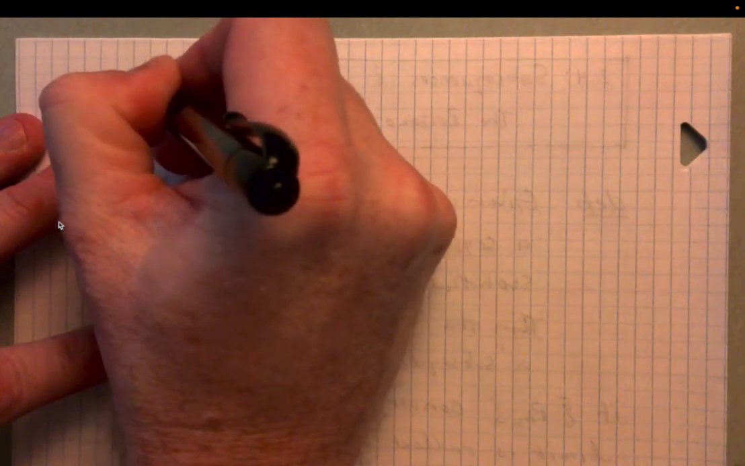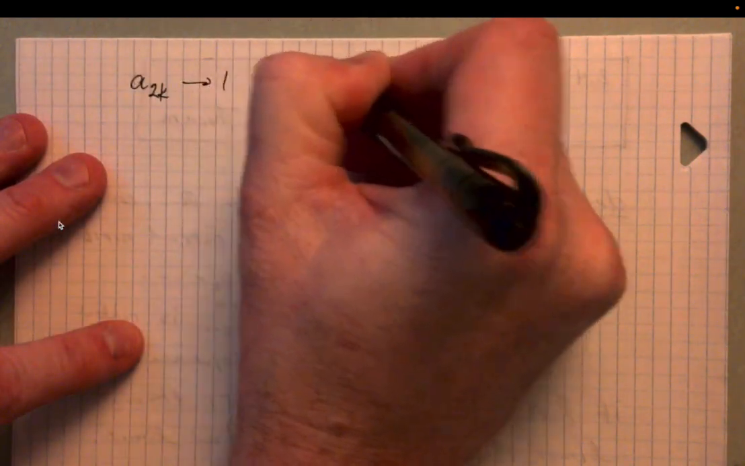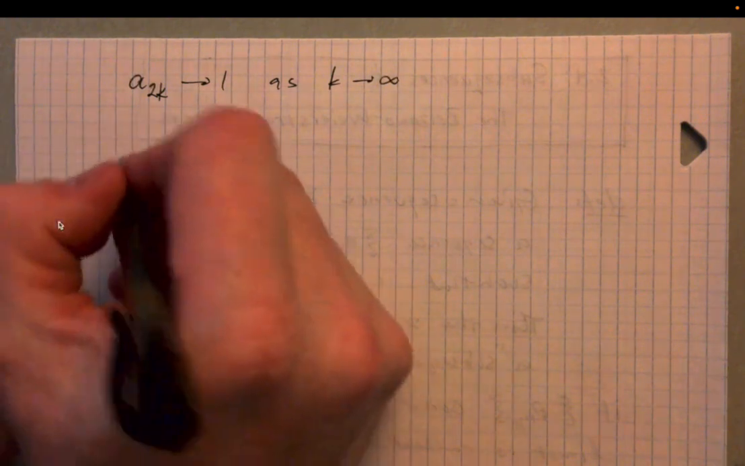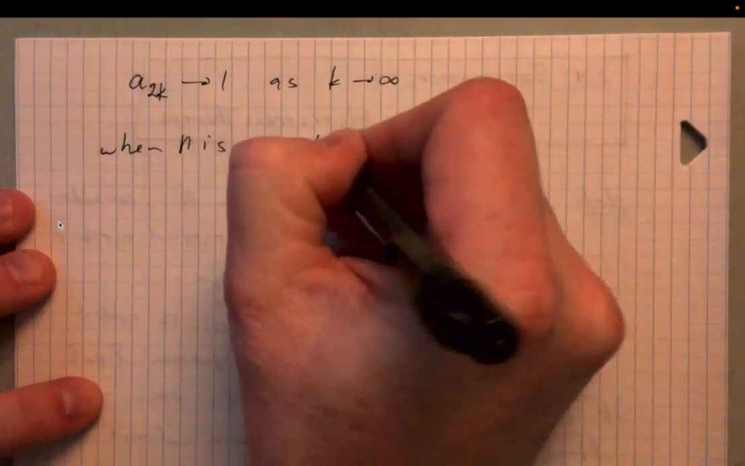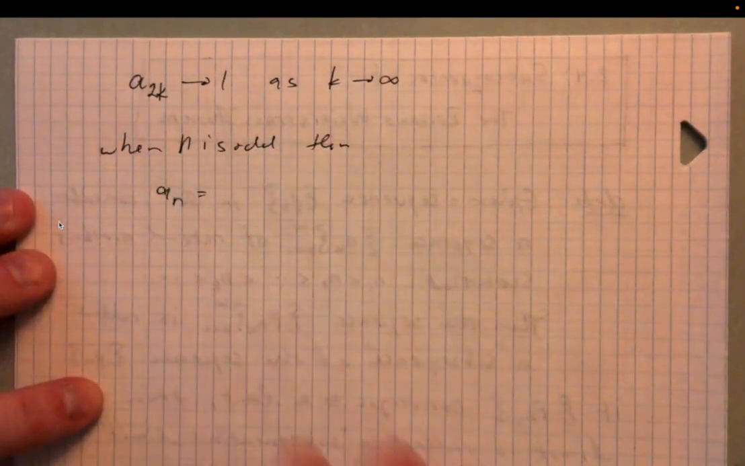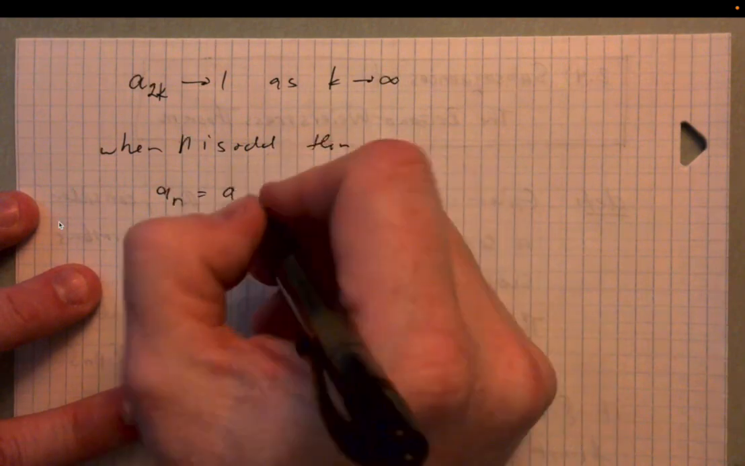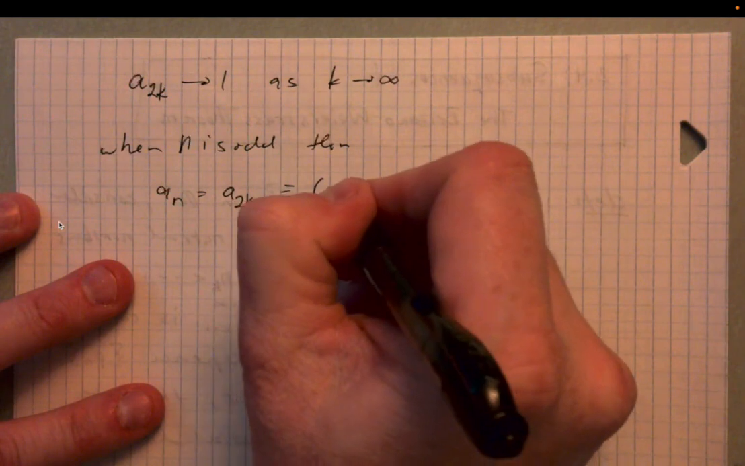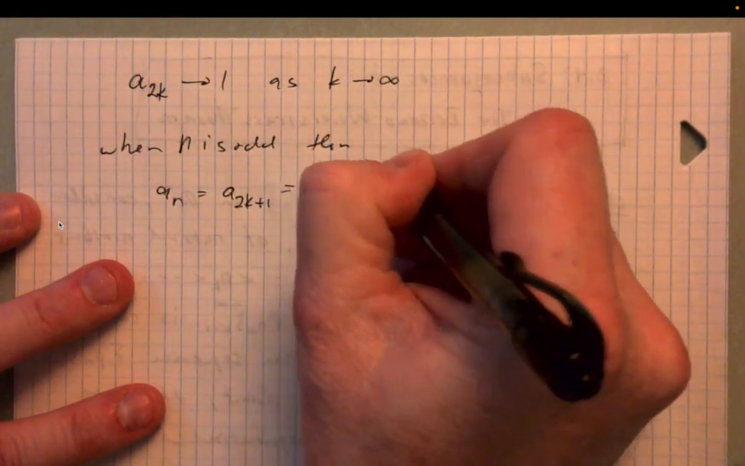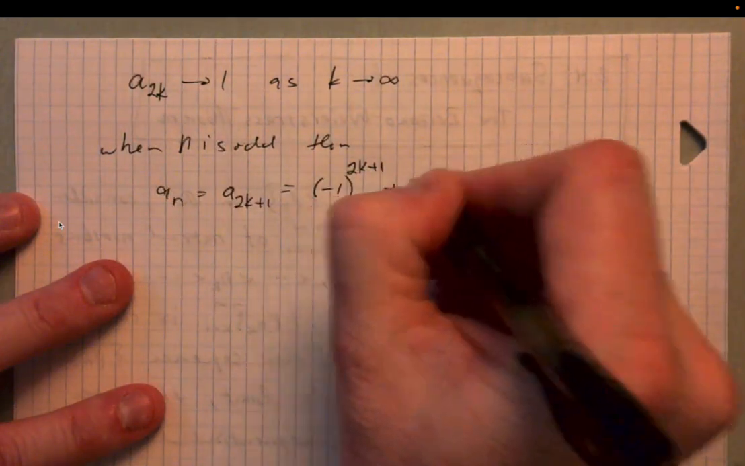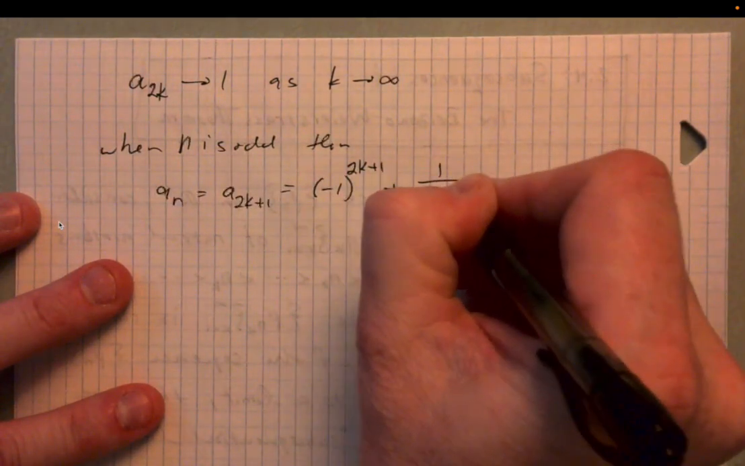So a sub 2k goes to 1 as k goes to infinity. Now what about the odd terms of the sequence? When n is odd, then a sub n would be equal to, there's different ways to write it, let's just write 2k plus 1. And so that would mean that the kth term is negative 1 to the 2k plus 1 power plus 1 over 2k plus 1.